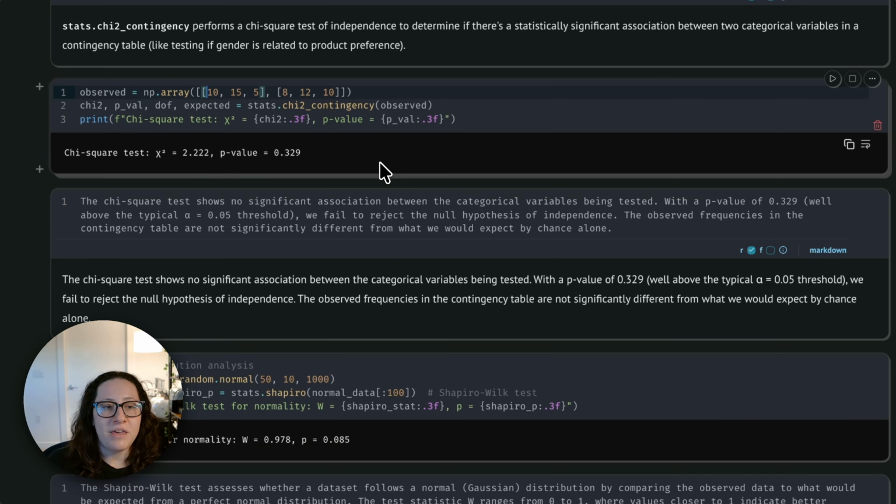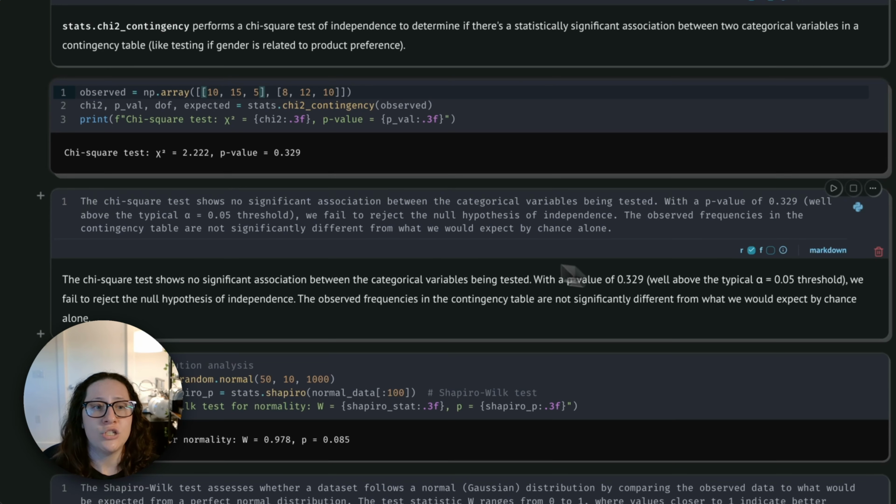If the p-value is above 0.05, then we pretty much just assume that the null hypothesis is more likely to be true because we have a little bit of evidence for it. And in this case, we're well above that threshold of 0.05, so we are pretty much saying this is evidence for that null hypothesis of independence. The observed frequencies in the contingency table, being these observed values here, are not significantly different from what we would expect by chance alone.